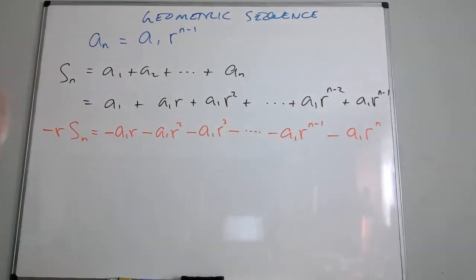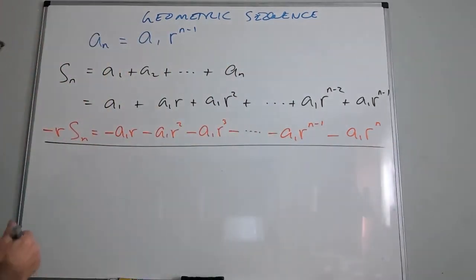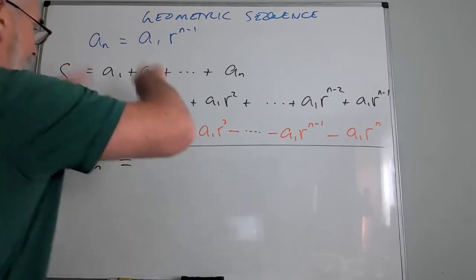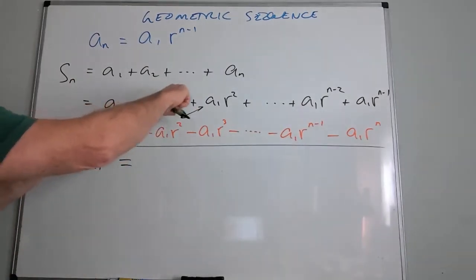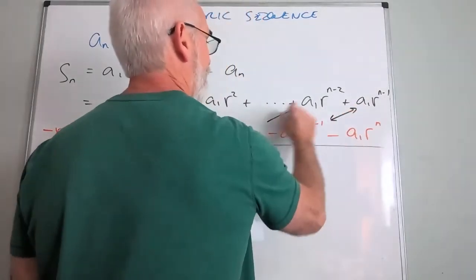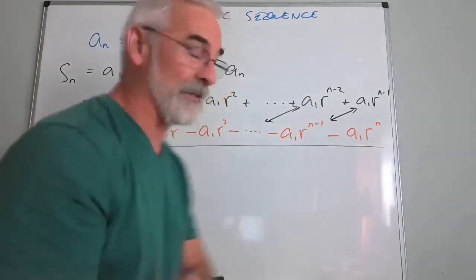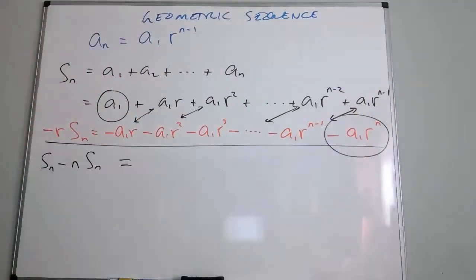And here's what I'd like to do. I'd like to add these quantities. So the quantity on the left is simply Sn minus r times Sn. That's the left. But the right side, this is the part I love. When I add these, those will cancel. Those will cancel. This will go all the way down the line. All the way down the line, everything's going to cancel except that one and that one.